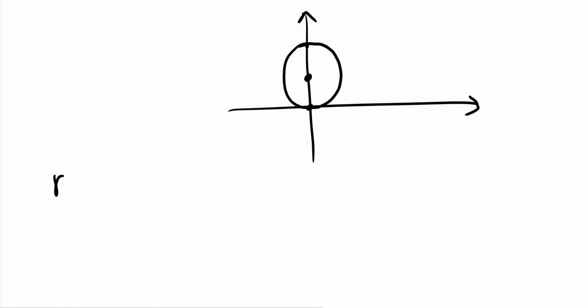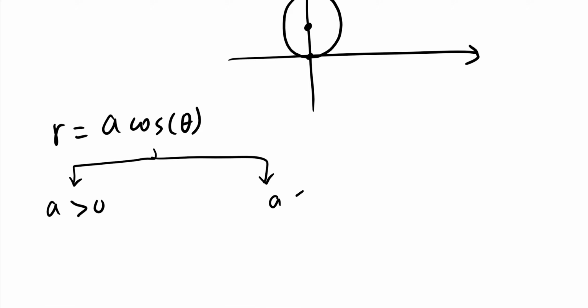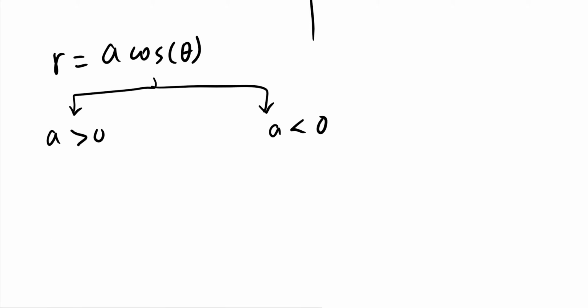Next one. What about if we have a cosine theta? I think you can guess how this is going to look. Depending on whether a is positive or negative, the sine was up and down, and it's always going to be like that, either above the polar axis or below the polar axis. Cosine will be to the right or to the left.